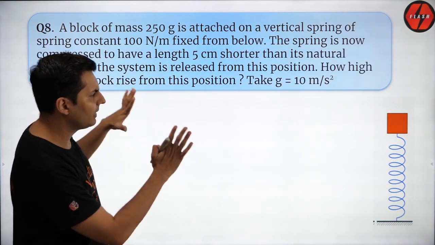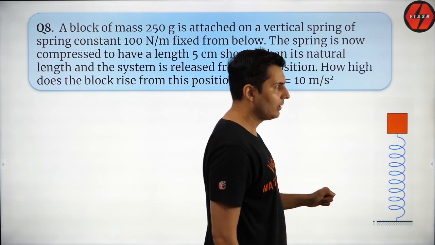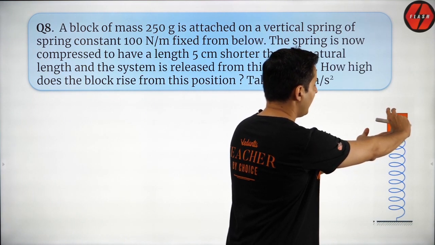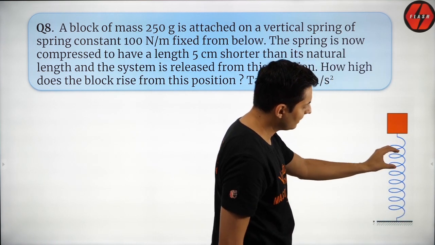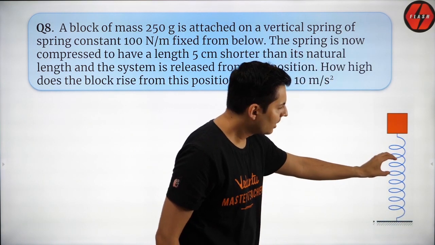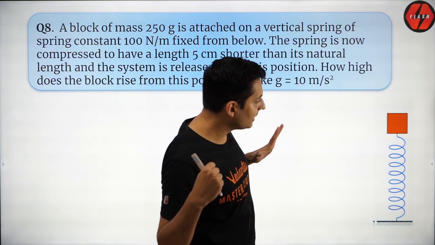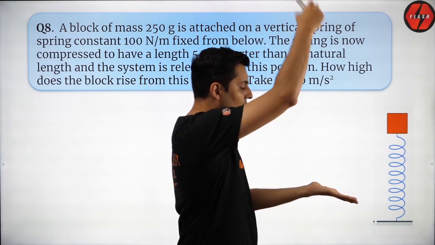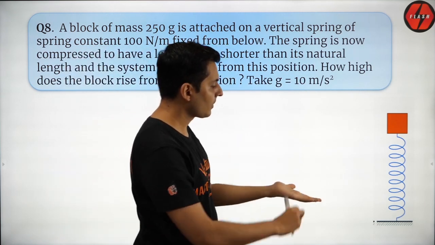Let's just forget gravity for now. Just think, this spring has a natural length, and this block is there over here. I press the block by 5 centimeters. It will be at its lowest position. Obviously, the spring has stored some energy now. I release it, and it will go up. But it is attached, so it will not leave the spring. That's very important. It's attached.